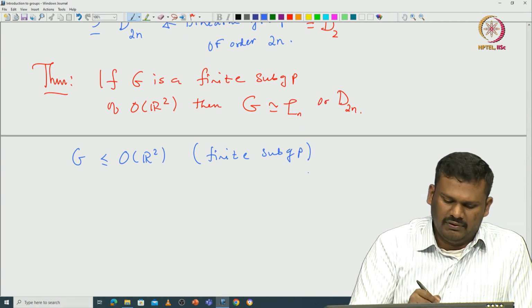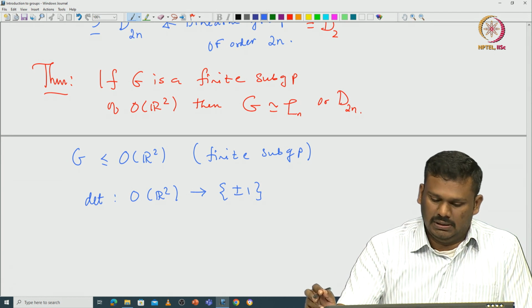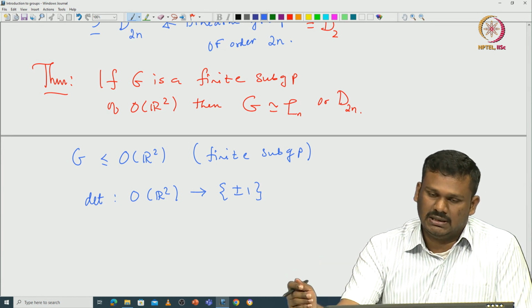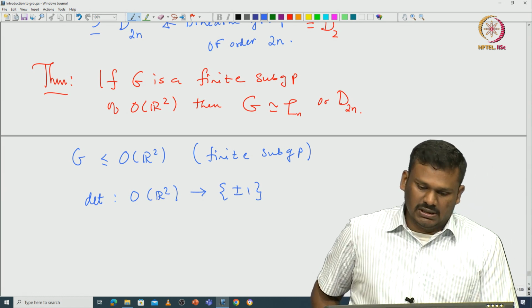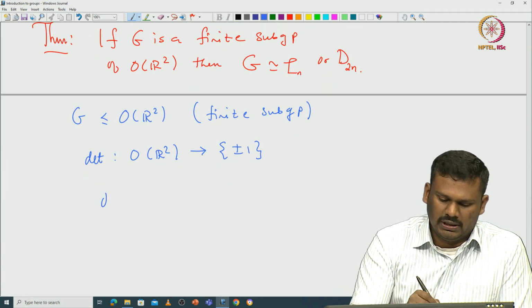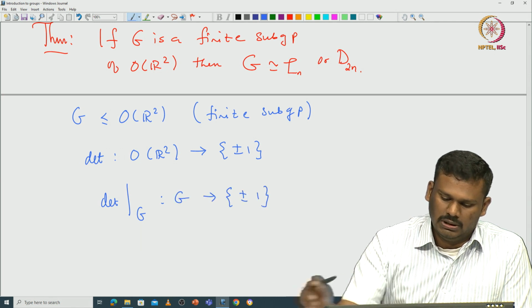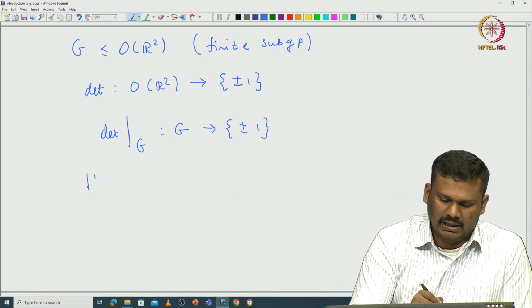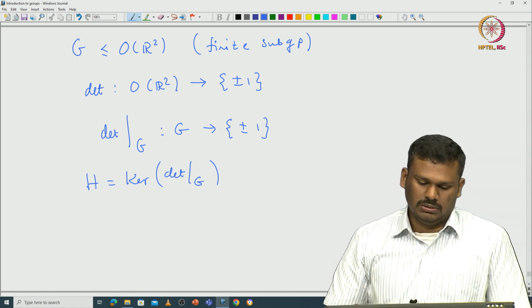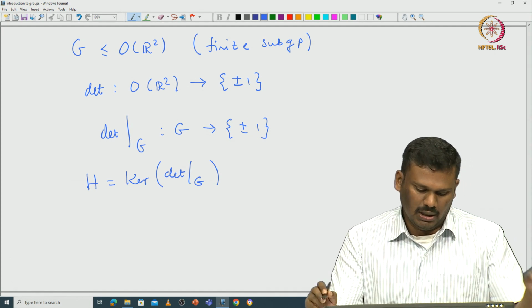Now note that you have this determinant map from O(R²) to ±1, because all the elements in O(R²) are linear maps that fix the origin. So, they are isometries that fix the origin. So, that must have determinant plus or minus 1, that is what we saw. Now you can restrict this determinant map to G, so again you will get a group homomorphism from G to ±1. Now, take H to be the kernel of the determinant restricted to G. So, now there are two choices: either H is full or it is proper.